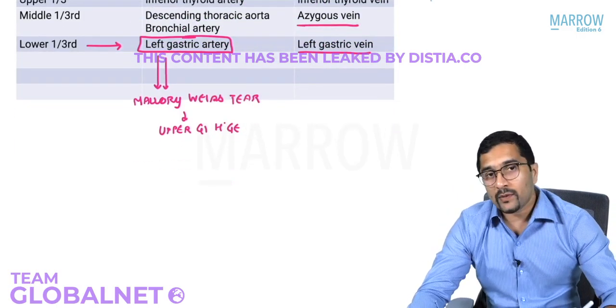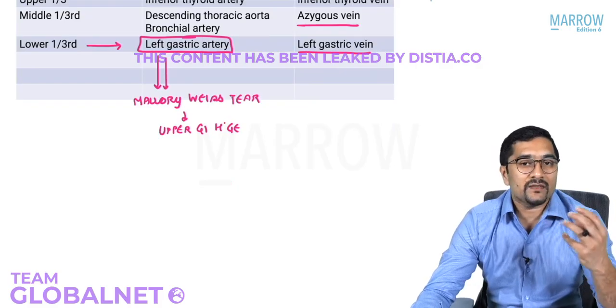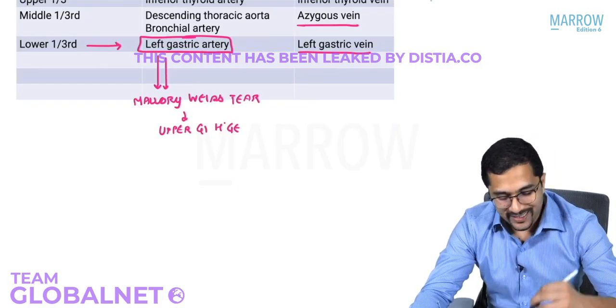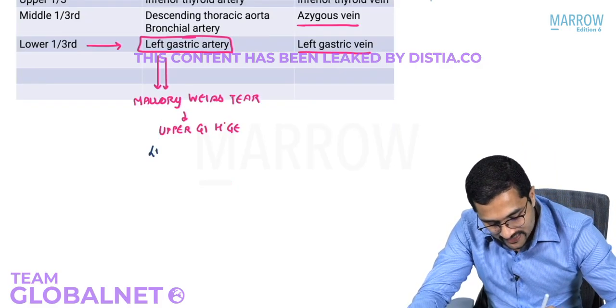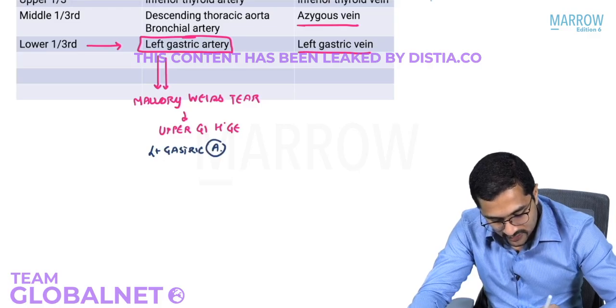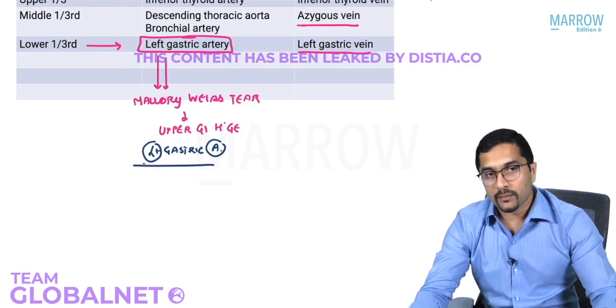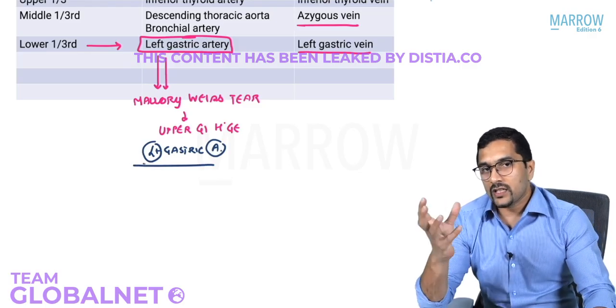And there has been a question which has been asked, which is the vessel which is responsible for this bleeding? And the correct answer there is left gastric artery. This has been asked multiple times. So left gastric artery is the one which is responsible for Mallory-Weiss tear, which can occur in the lower part of the esophagus.